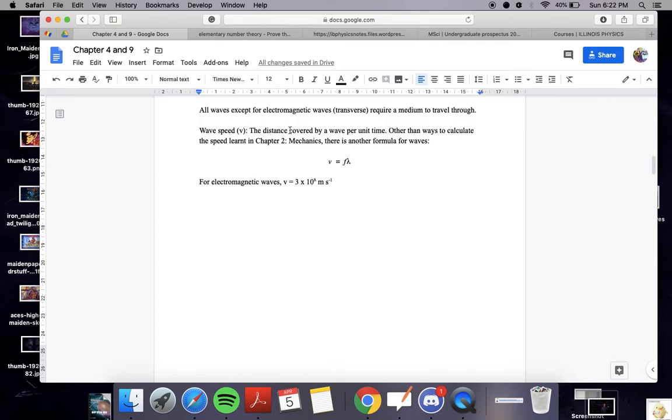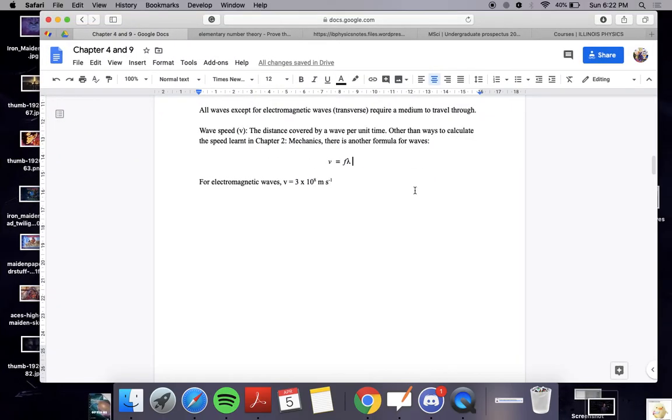Now, wave speed. Wave speed is the distance covered by a wave per unit time. So it's essentially how fast the wave is going. So we can use the method of speed as we learned in chapter 2, which is distance over time. And you can also make use of another formula over here, which is v equals to frequency times wavelength. Velocity equals frequency times wavelength.